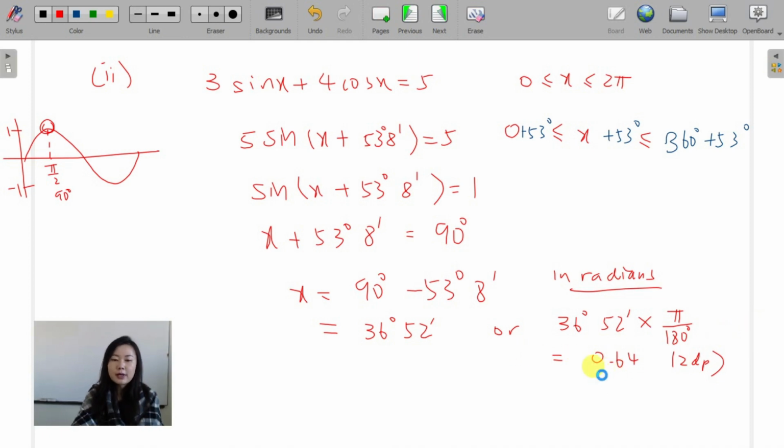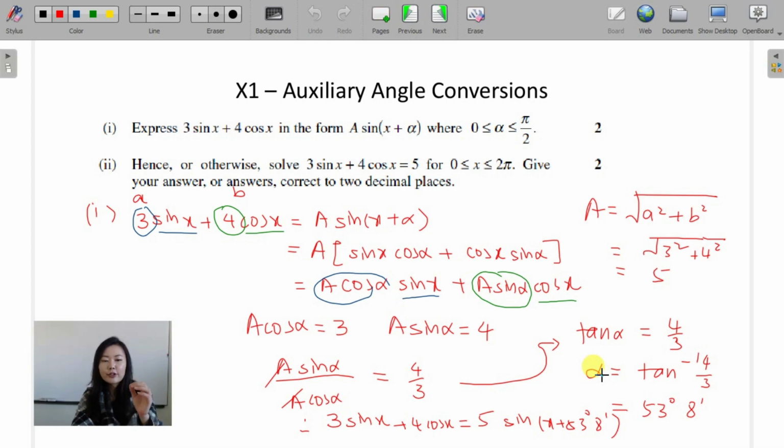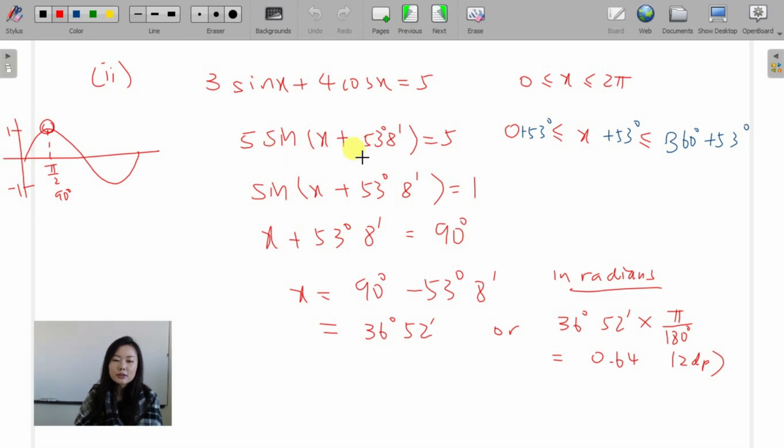So just to summarize, the first part is the auxiliary angle conversion. The conversion is basically taking the 3 sine x plus 4 cos x and converting it into the format of A sine (x plus alpha). Expand it using the compound angle rule, equate the coefficients, create a tan alpha expression which gives you the angle, and A is a very easy calculation. Then the second part is using the conversion in the actual solving, and you work out the answer in degrees or radians depending on the requirement of the question. That's pretty much it on auxiliary angles.